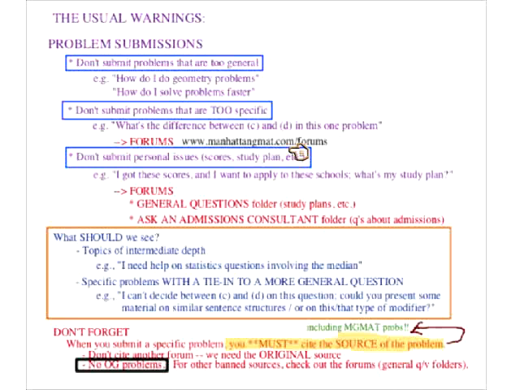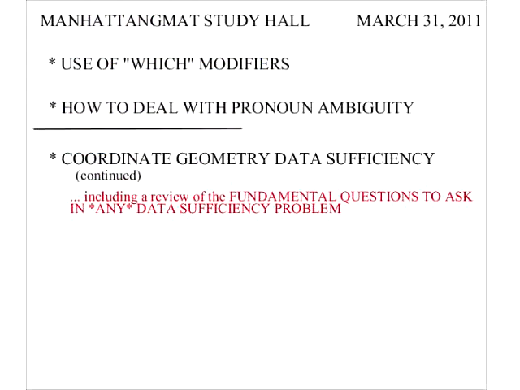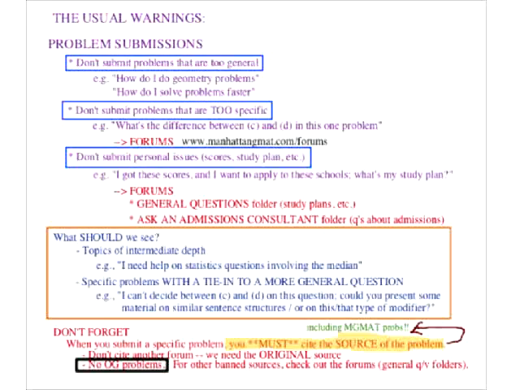As far as what you should submit, again, intermediate depth. This was one of the decently recent topics. Coordinate geometry data sufficiency is the right kind of depth too. It's not so specific that we can just answer it on the forum, but it's also not so general that it would be hundreds of hours. Pronoun ambiguity issues, that's the right level of depth. It's a single focused topic, but still general enough for us to cover. And so on. So that's the rules as far as submissions.